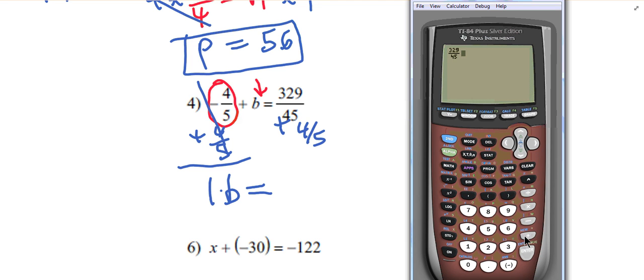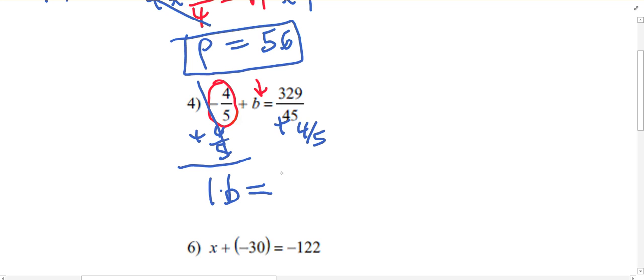To that, we need to add. So we go alpha, y equals again, and 4/5. And when we hit enter, it's going to give us a fraction. Okay, so b is equal to 73/9. b is equal to 73 over 9.